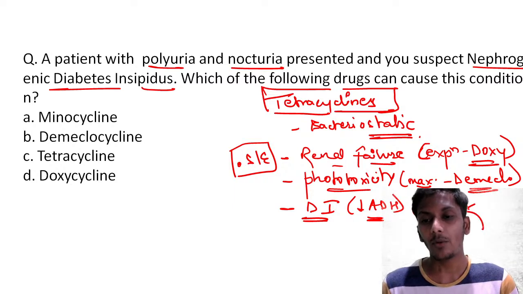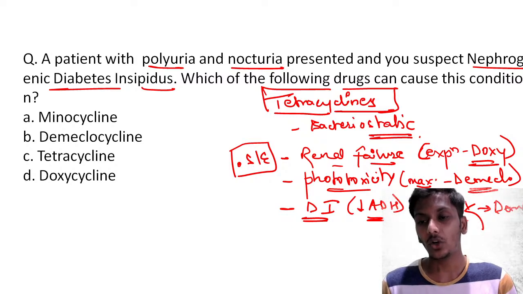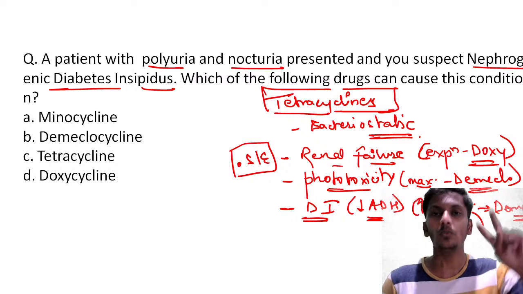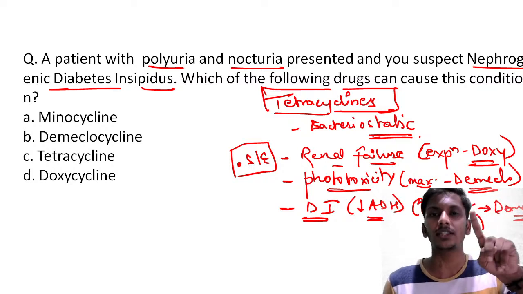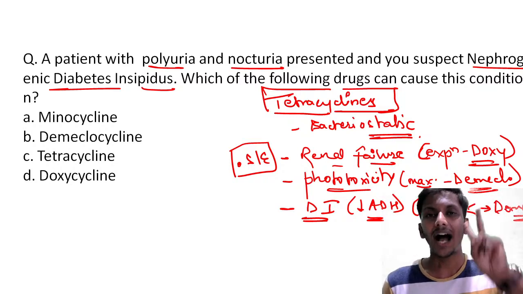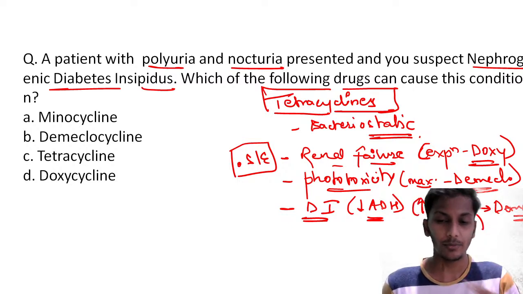The highest risk among tetracyclines to cause diabetes insipidus is seen with demeclocycline again. Okay, so please remember two most important points about demeclocycline. It is the drug causing maximum phototoxicity and it is the drug causing highest risk of diabetes insipidus. Two most important points that you need to remember.